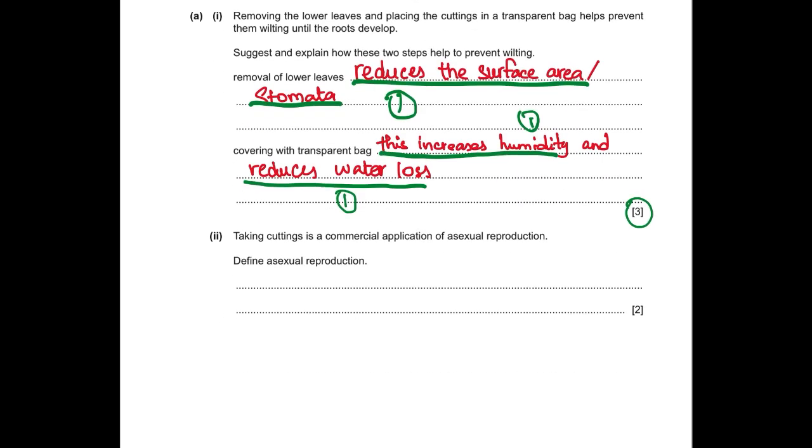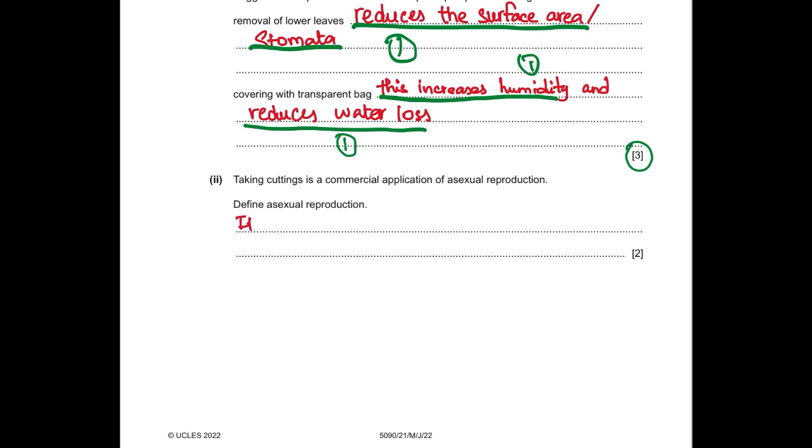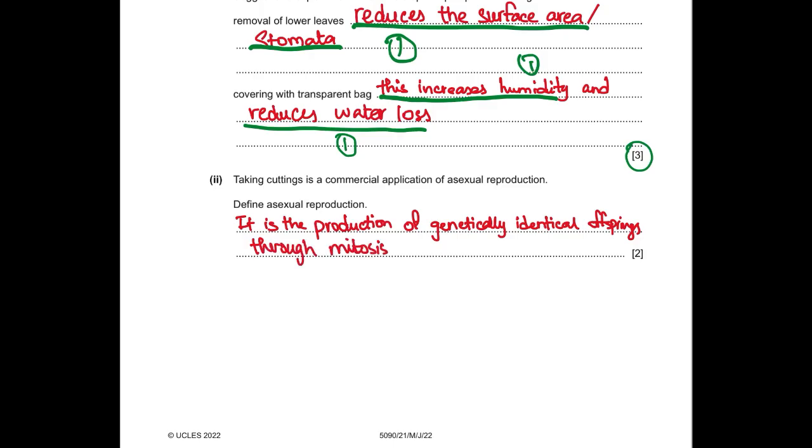Taking cuttings is a commercial application of asexual reproduction. Define asexual reproduction. Asexual reproduction is the production of genetically identical offspring through mitosis. One mark for mentioning genetically identical offspring and 1 mark for mentioning mitosis.